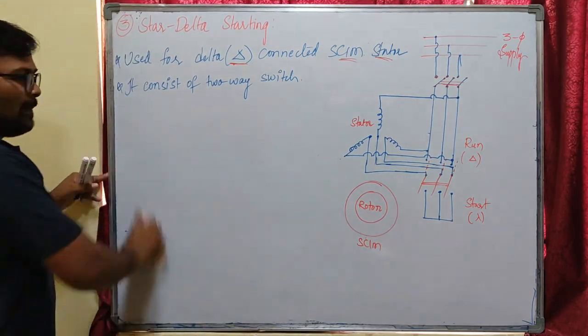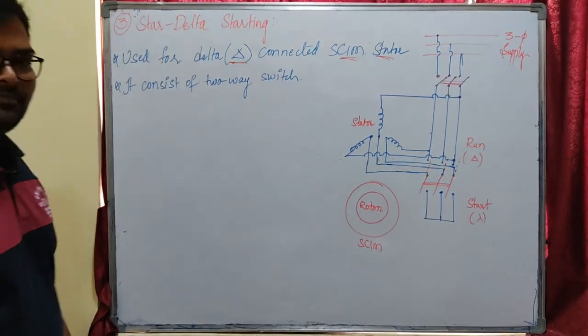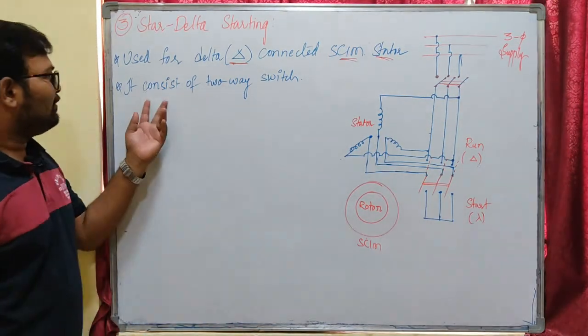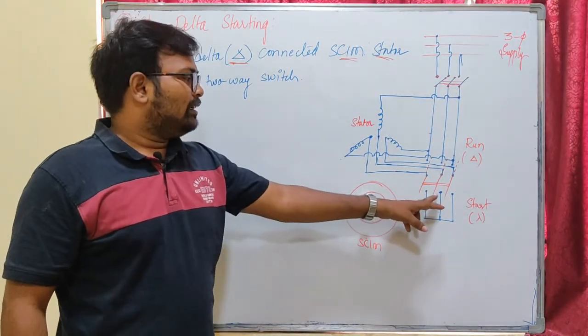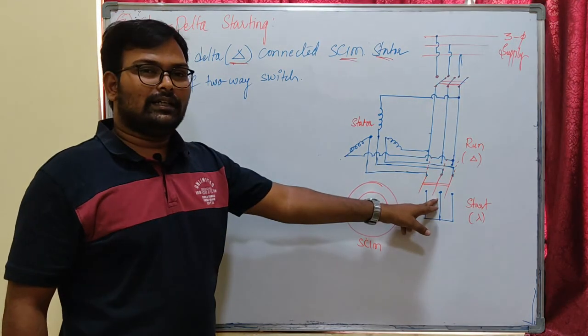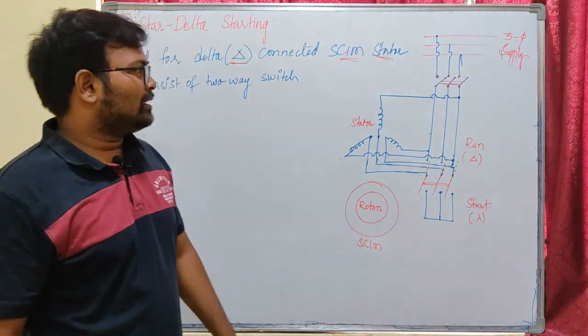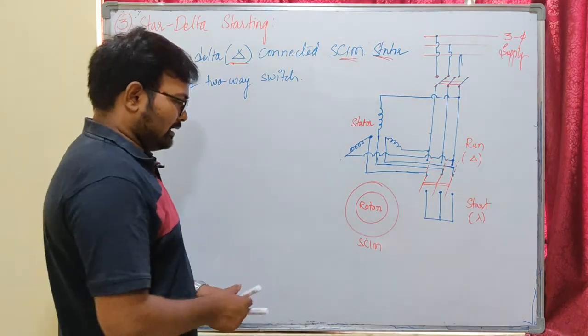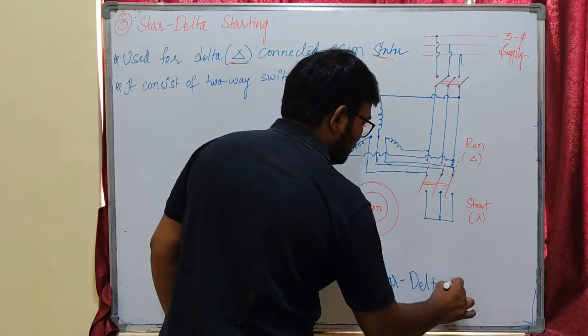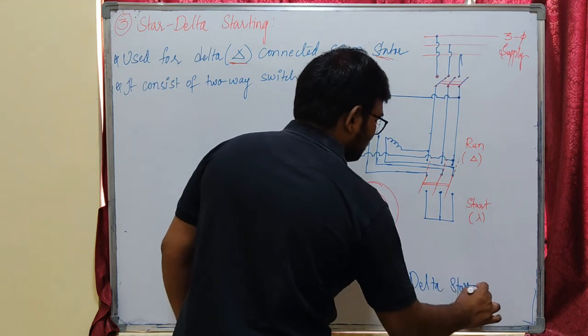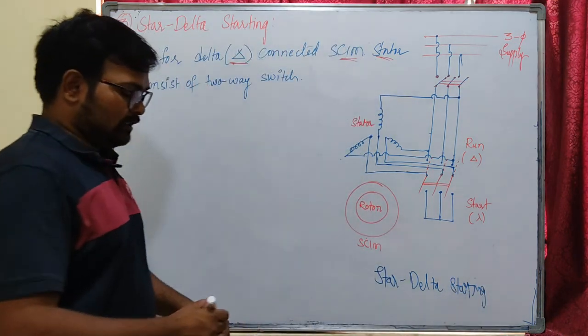Now let us see the construction of the star delta starter. Here we will be having a two-way switch, which can be turned on to star in starting condition and delta in the running condition, that I am going to explain. So let us see the star delta starting. So this is my star delta starting diagram.